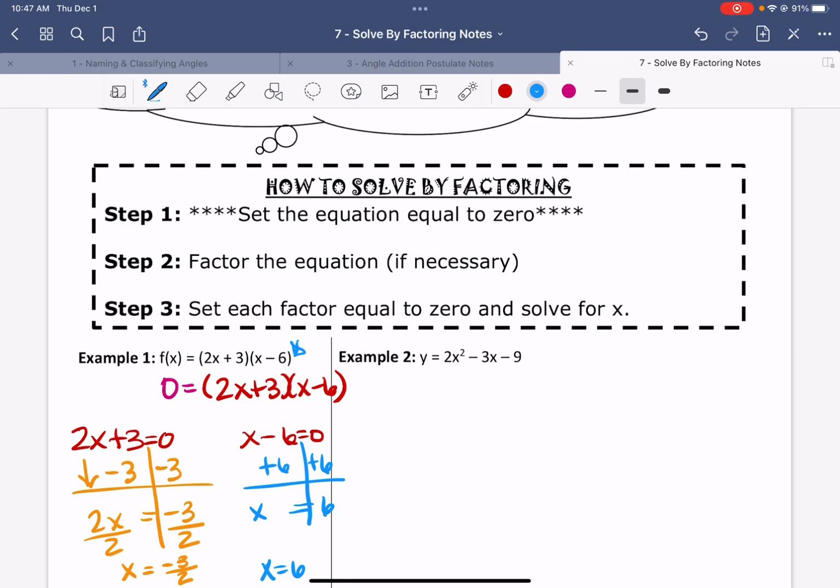Okay, if you need to, pause and write all that down. Make sure you understand where we got everything from. And then we're going to look at example 2.